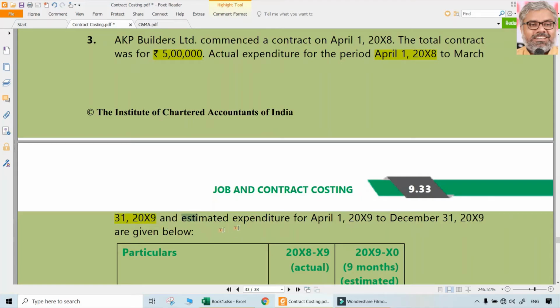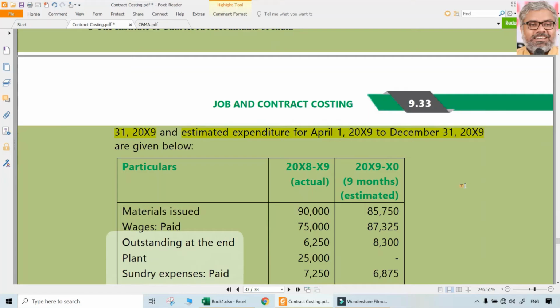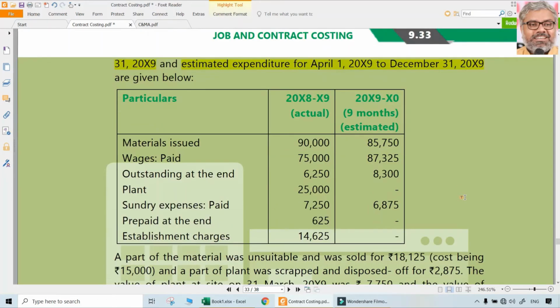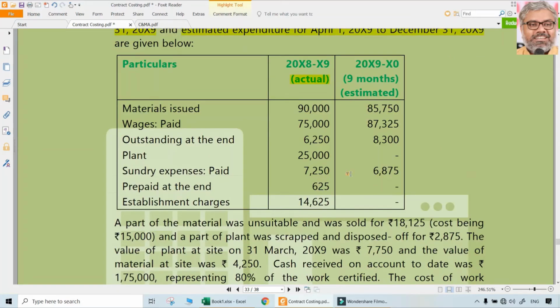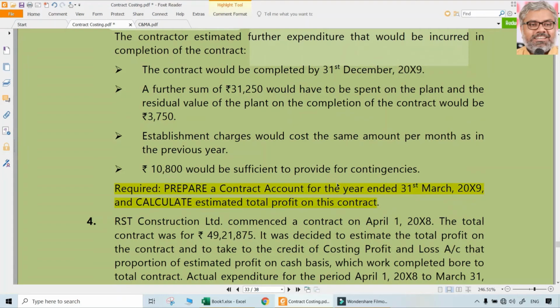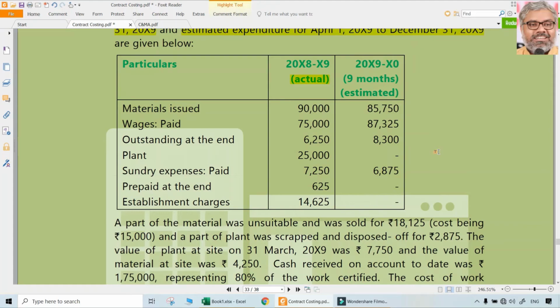Also, estimated expenditure. This is not actual. Estimated expenditure for April 1st, 2009 to December 31st, 2009 only is given. That means only for 9 months it was given, which is an estimated expenditure. Naturally, by 31st December 2009, the contract would be completed. So 2008-9, it was actual. For the next 9 months, it was estimated. And what was required by us to be prepared is a contract account for the year ended 31st March 2009 and also calculate estimated total profit on this contract. Estimated thing comes later, which is a futuristic thing. First, let us focus on the preparation of contract account.